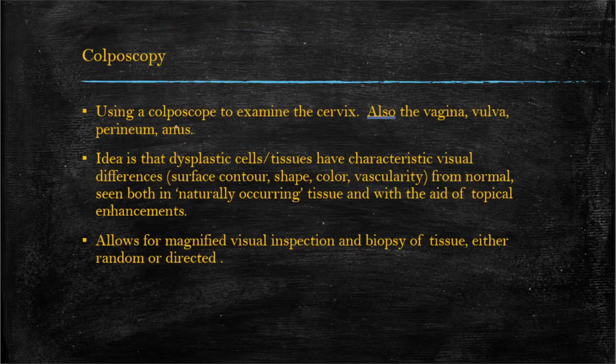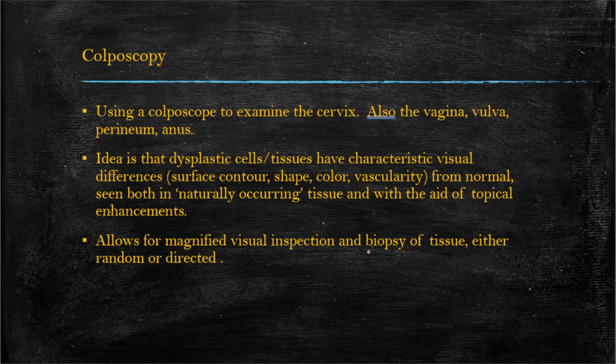All right, so colposcopy is just using a colposcope, which is essentially a magnifying system to examine the cervix. You can also look at the vagina, the vulva, perineum, and anus. The idea is that dysplastic cells and tissue have characteristic visual differences: the contour, the shape, the color, the vascularity. We also have some solutions that we can place that aid in highlighting differences between normal and dysplastic tissue. And then obviously we have a magnified visual field, so we can get a good close-up inspection.